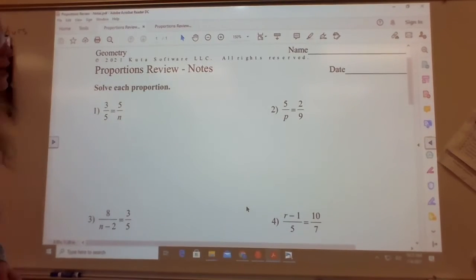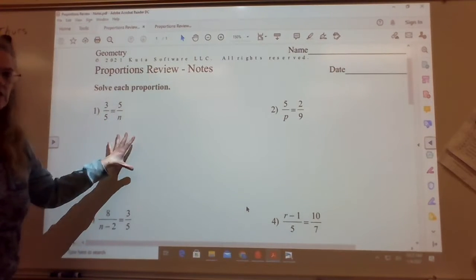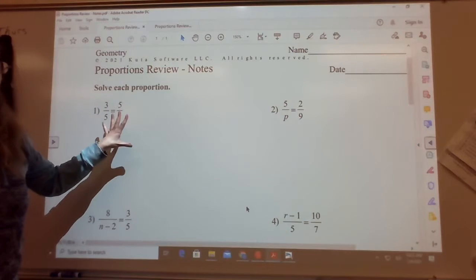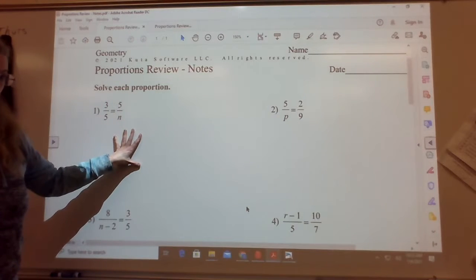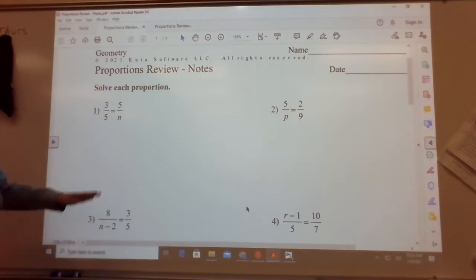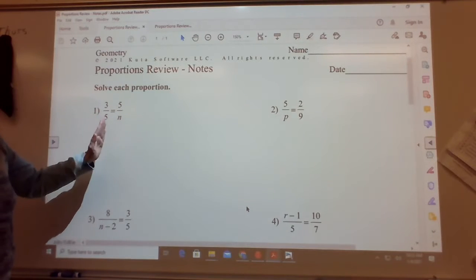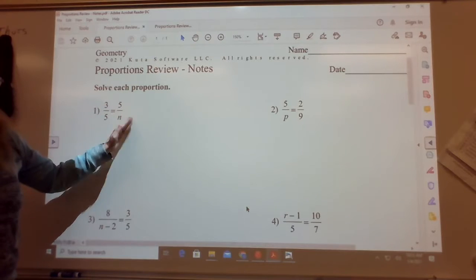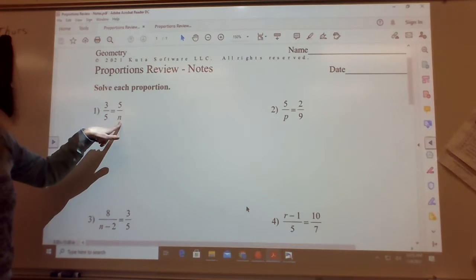Today is just kind of a review of proportions. We're going to be using proportions for the next chapter we're going to be doing. So today I just wanted to review proportions, which is an algebra review. So anytime you have a proportion, remember a proportion is a fraction equals a fraction. And there's going to be a missing number in this proportion.